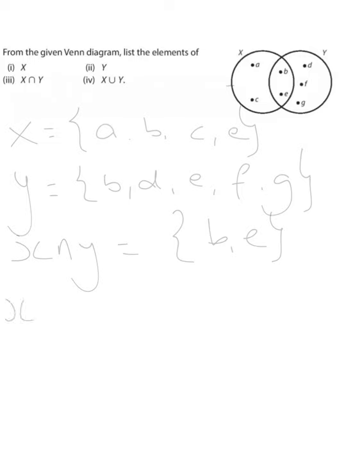And the next one they want is X union Y. Remember that union means the whole set, what's in both X and Y. And remember, you only write down one element once. So dealing with X, we have A, B, then we have C, D, E, F, and G. So remember, the union is the whole lot, whereas the intersection is just the B and the E. If they ask you for X on its own, it's everything within this circle. And then Y is everything within the set Y. So it's all of that circle.